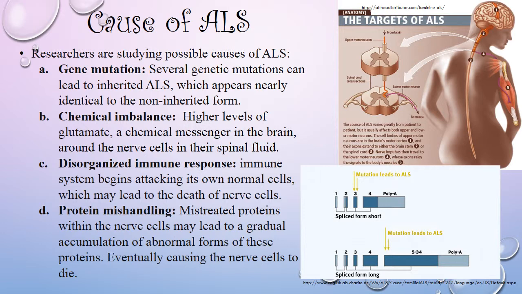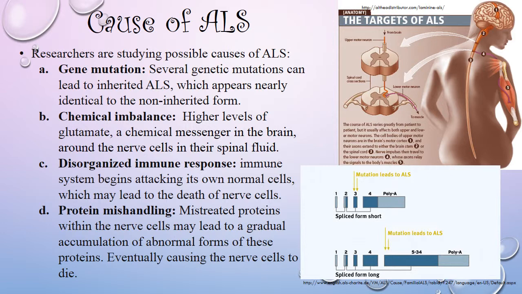Disorganized immune response. This is when the immune system begins to attack its own cells and kill its own normal cells. So it leads to the death of the nerve cells. Lastly, protein mishandling. This is an accumulation of abnormal forms of these proteins, eventually causing the nerve cells to die.